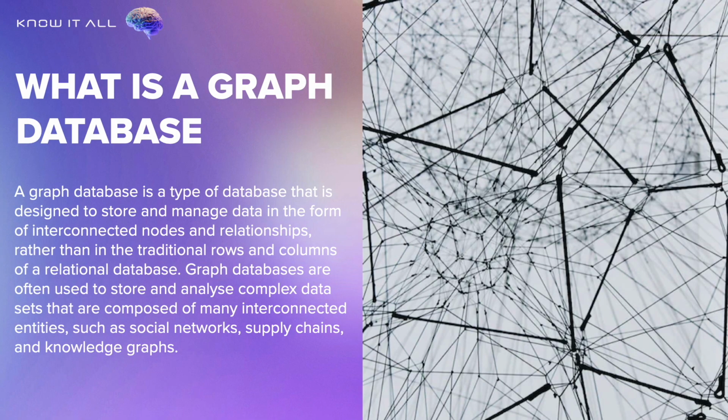A graph database is a type of database that is designed to store and manage data in the form of interconnected nodes and relationships, rather than in the traditional rows and columns of a relational database. Graph databases are often used to store and analyze complex data sets that are composed of many interconnected entities, such as social networks, supply chains, and knowledge graphs.